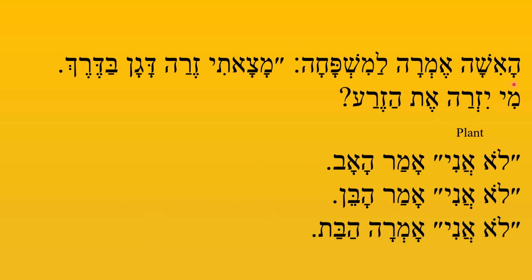Continuing on. Ha'isha amra lamishpacha, matzati zera dagan baderech. Mi yizra et hazera? Lo ani, amar ha'av, lo ani, amar haben, lo ani, amra habat.